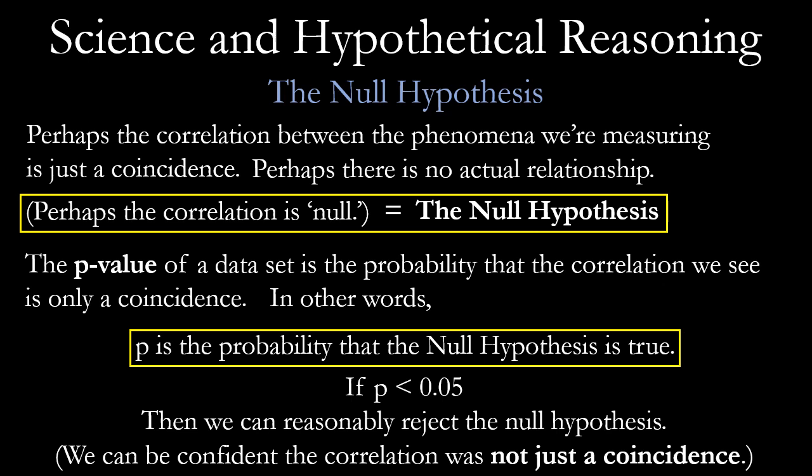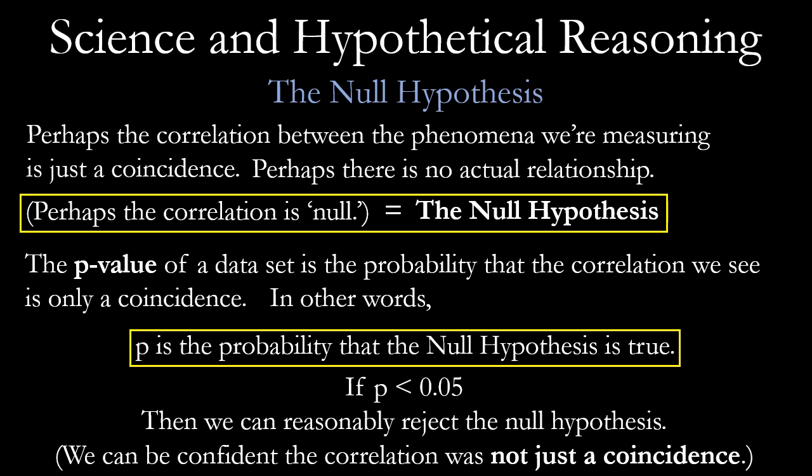In other words, if p is less than 0.05, if p is less than 5%, we could be confident, right? Now we can't be certain. Remember what we said earlier, because this is an inductive argument and it's a statistical conclusion. So we are not certain. We don't have absolute certainty. We have confidence. So we can be confident the correlation was not just a coincidence if p is less than 0.05. So I thought it would be valuable to go over the null hypothesis at the end of a discussion on science and hypothetical reasoning.